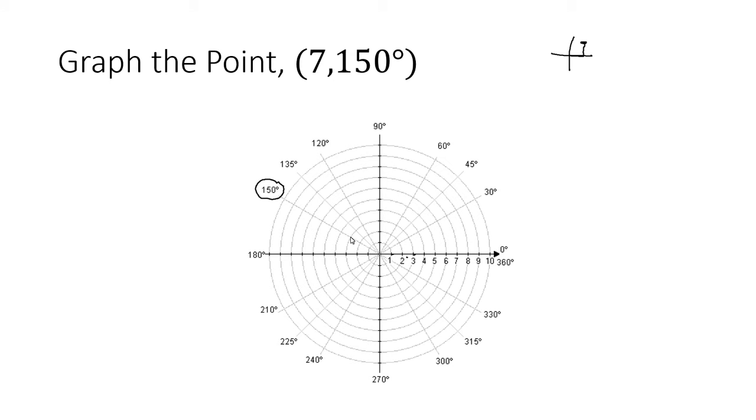1, 2, 3, 4, 5, 6, and 7 right there. So that's our point 7, 150 degrees. Okay? Now let's take a look at another one.